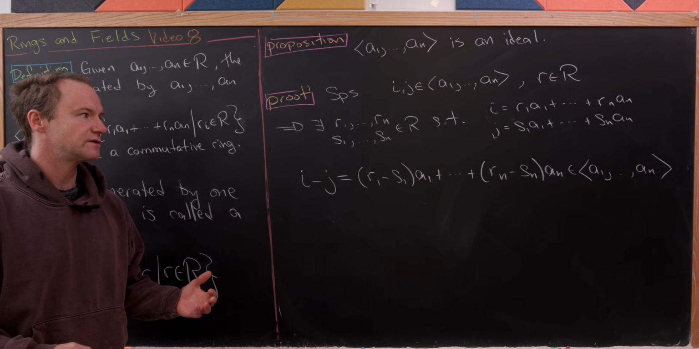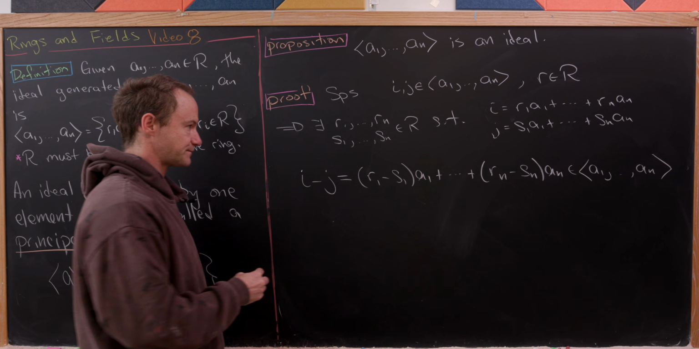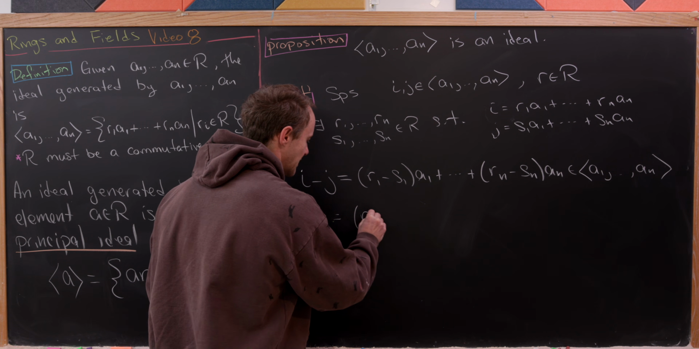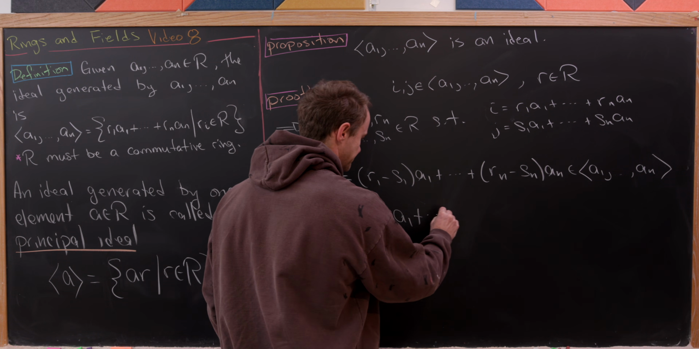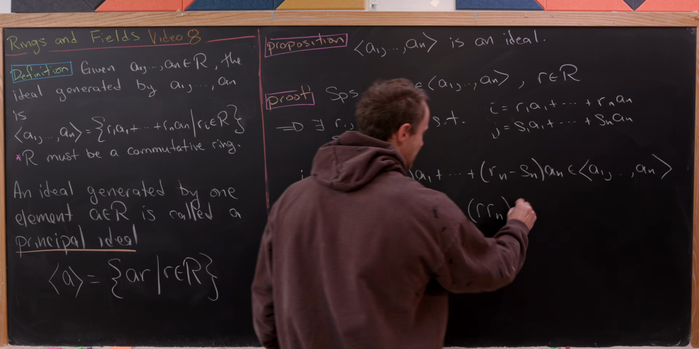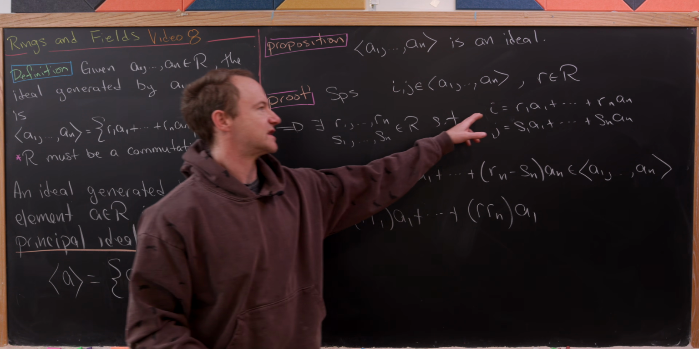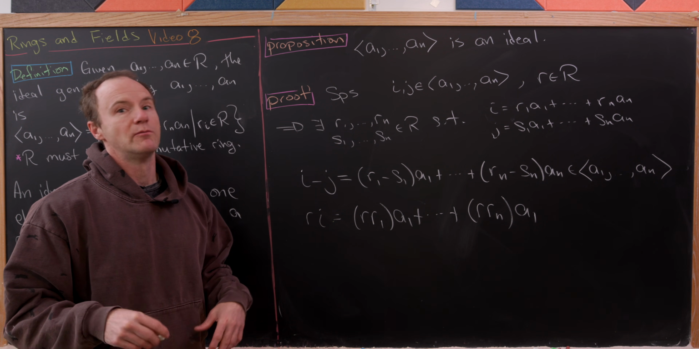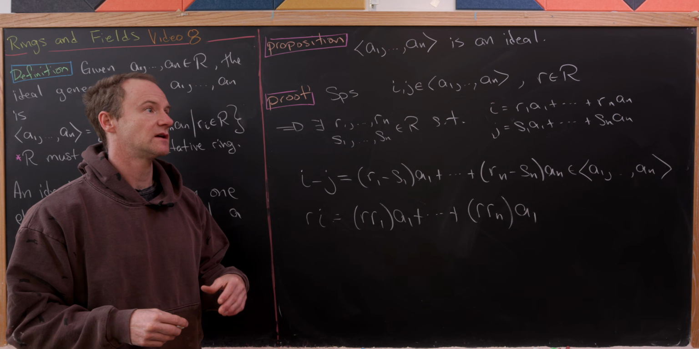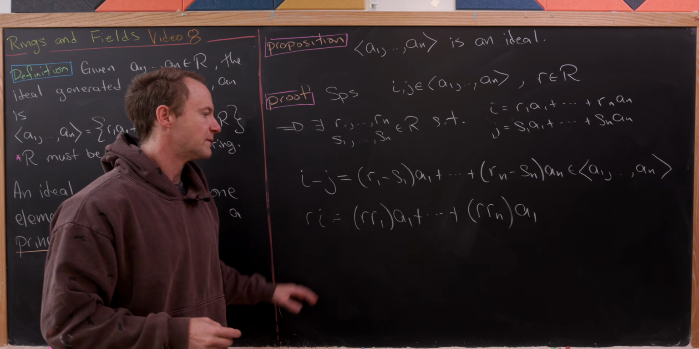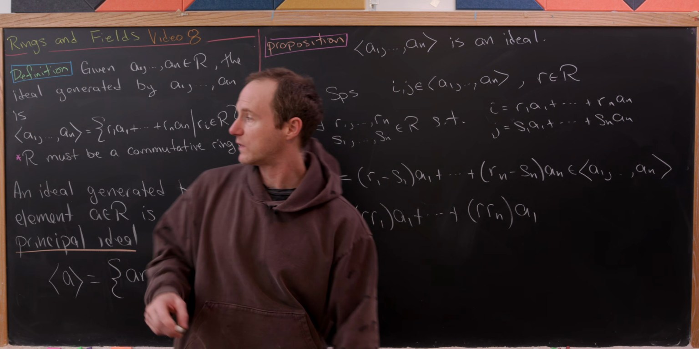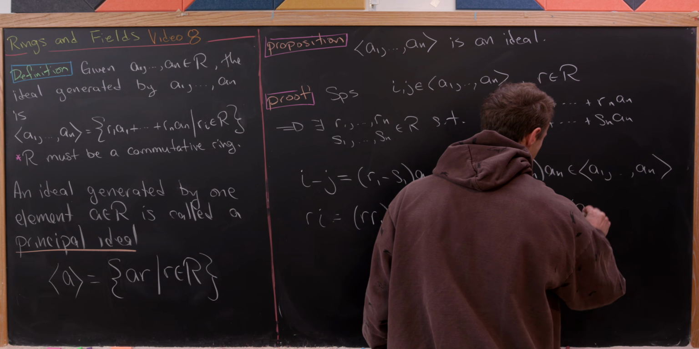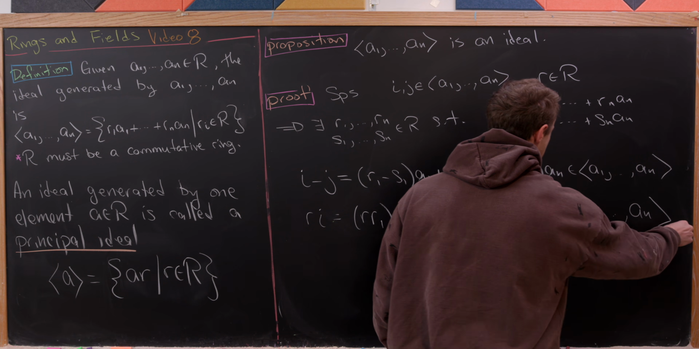Now let's make sure it's closed under the absorption property. So let's look at R times I, but now observe that that's simply going to be R times R1 times A1, all the way up to R times Rn times A1. Look, that's just multiplying this I here by R, and of course we can use the associativity of multiplication along with the distributive rule to get it into this form pretty quickly. But now, again, this is in exactly the form that we need it to be, inside of this thing generated by A1 up to AN.